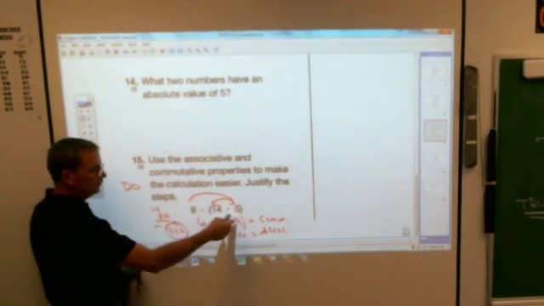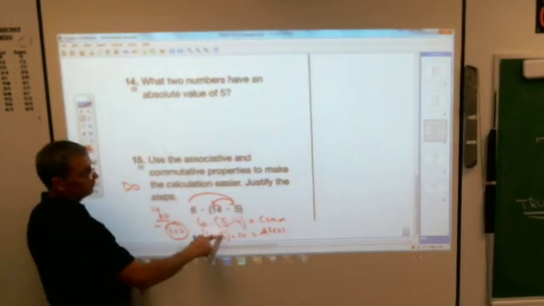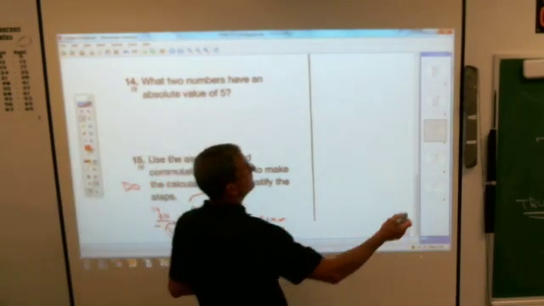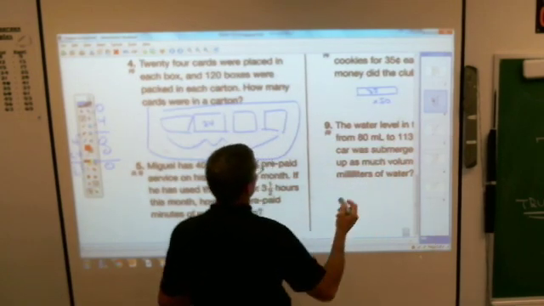Okay. Move things, it's commutative. If you move parentheses, it's associative, and the numbers stay in the same place. Leah. Number 5? Did we already talk about 5?